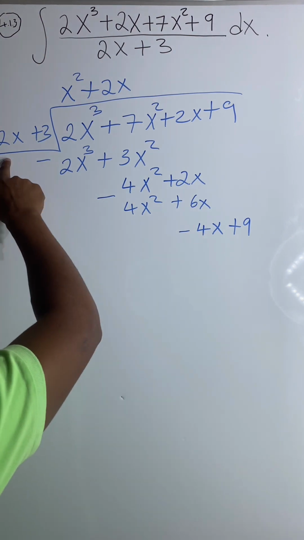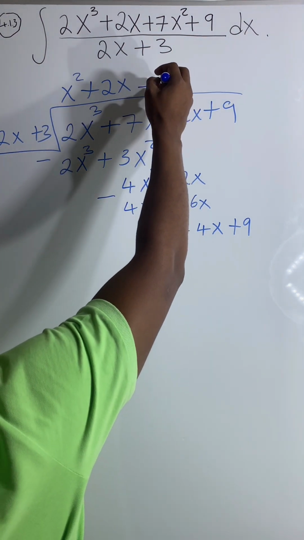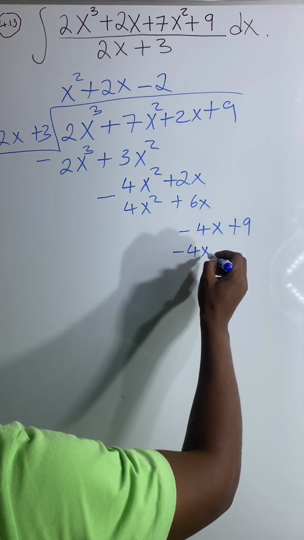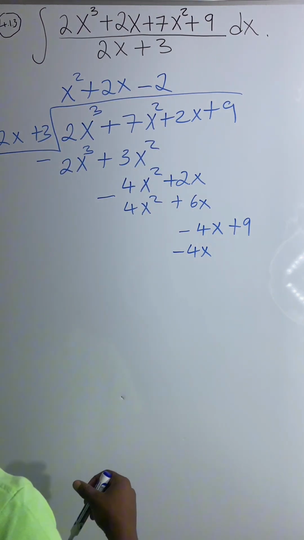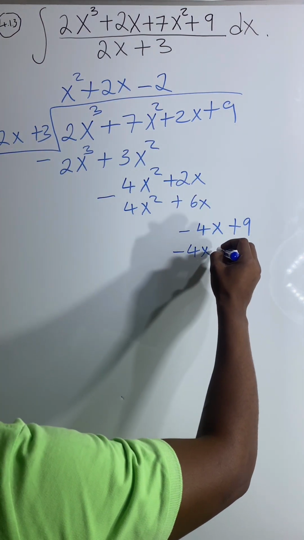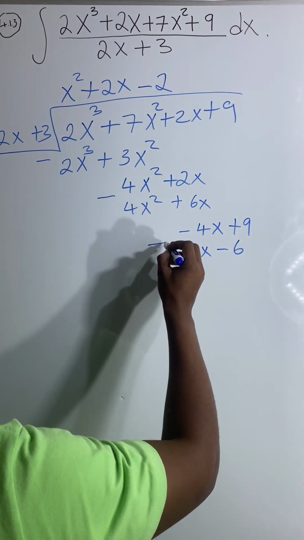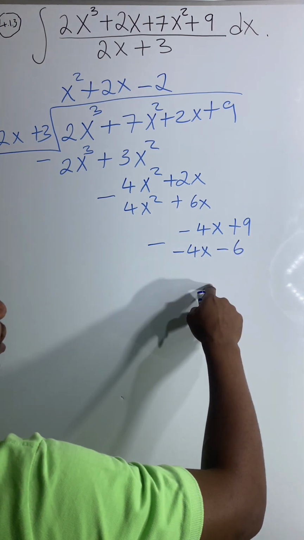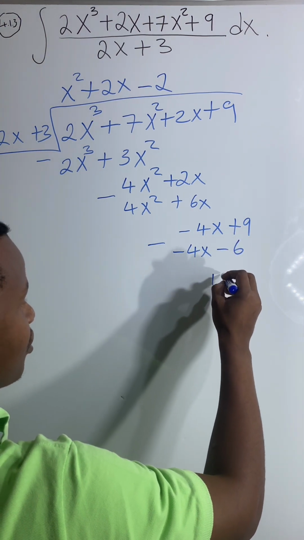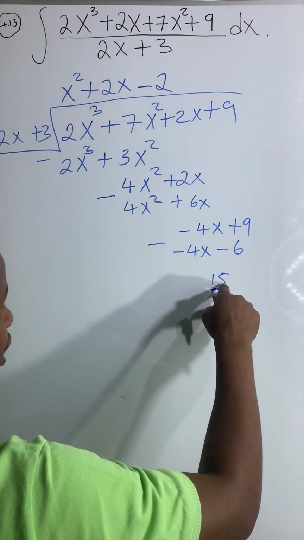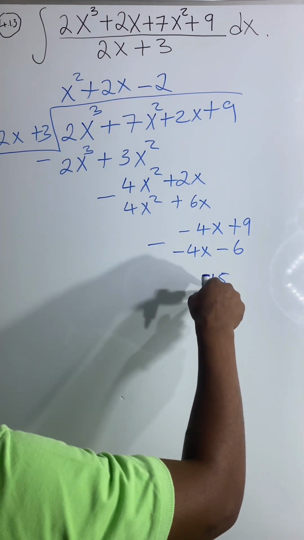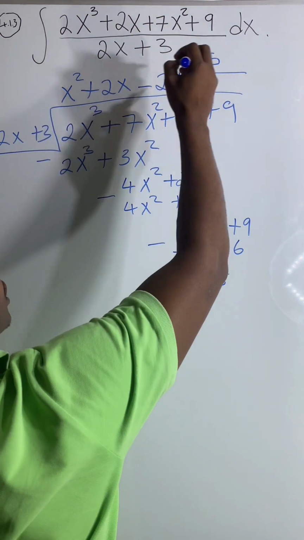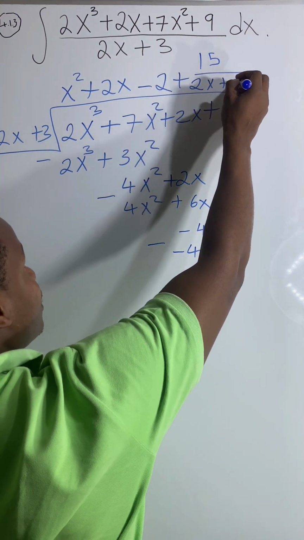Negative 4x divided by 2x is equal to negative 2. Negative 2 multiplied by 2x is equal to negative 4x. Negative 2 multiplied by 3 is equal to negative 6. Negative 4x minus negative 4x is equal to 0. 9 minus negative 6 is equal to positive 15, and we stop here because the 15 is not paired with any x. So from here we take the 15 and we divide it by 2x + 3.